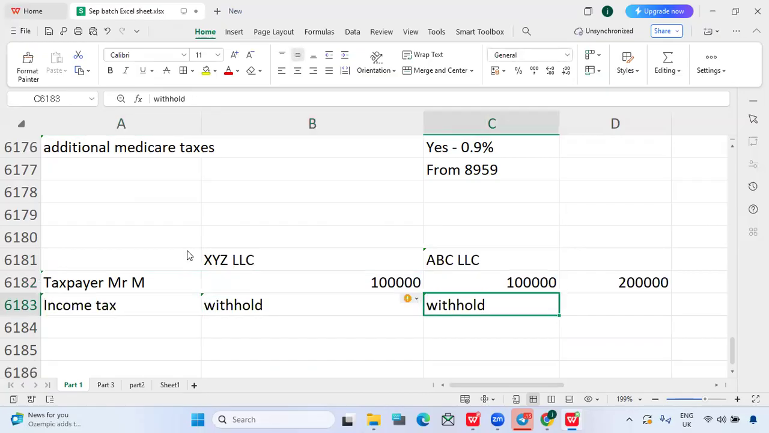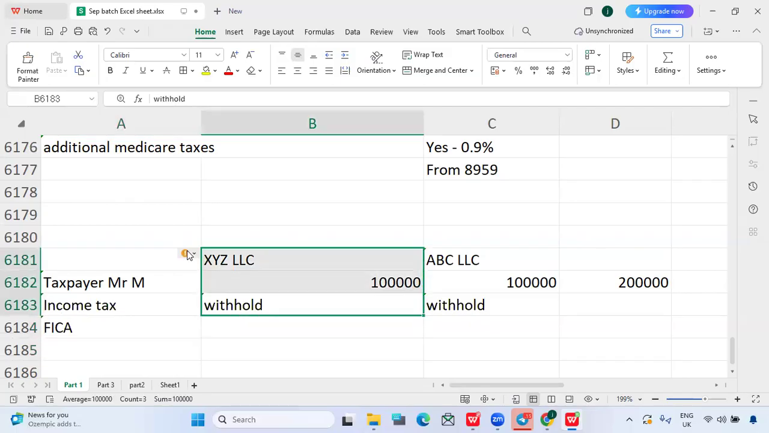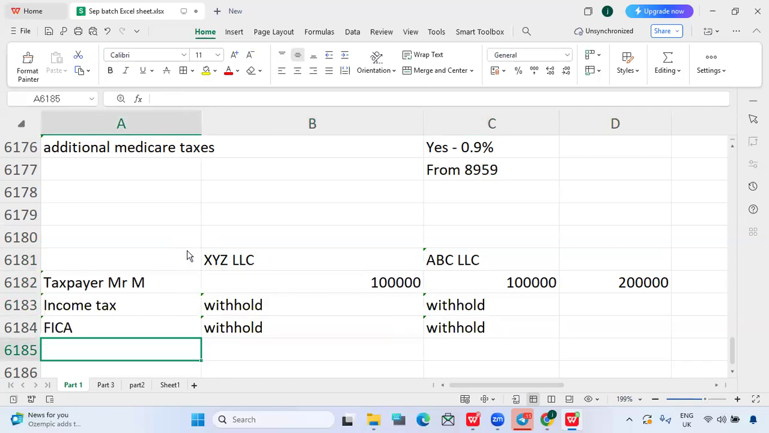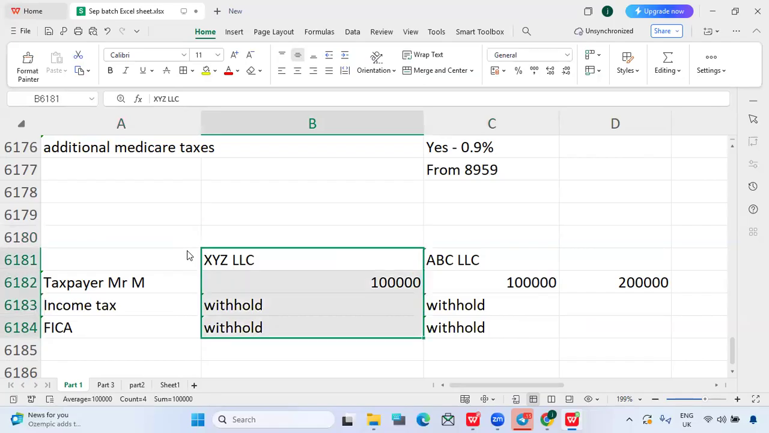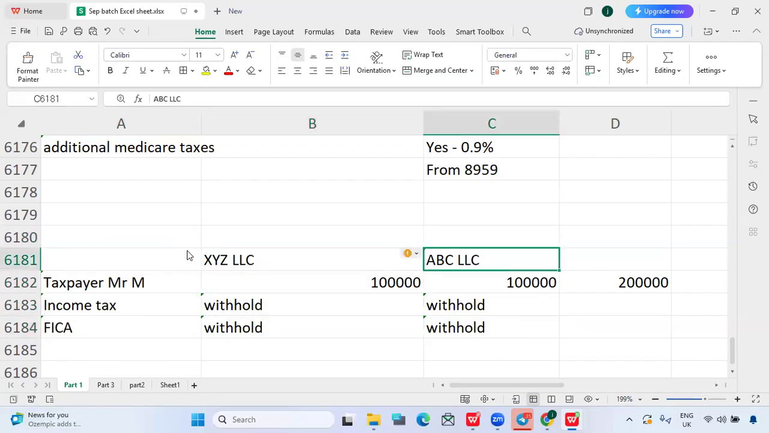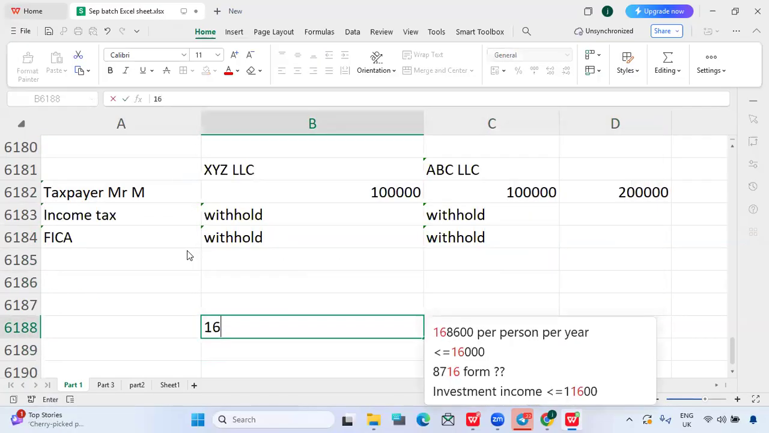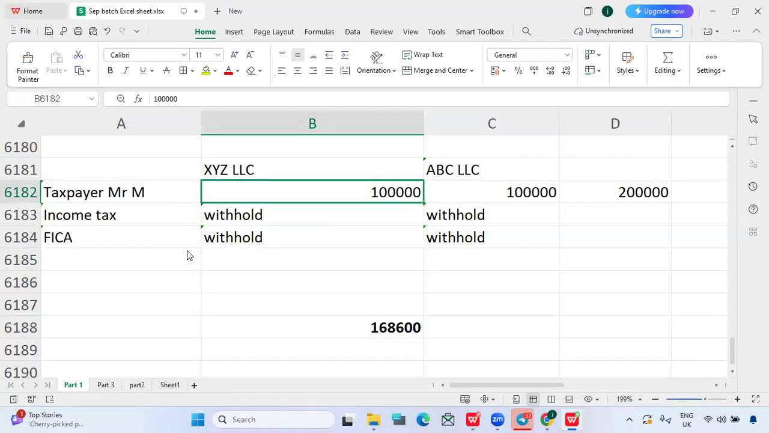What about FICA taxes? It is also the responsibility of the employer to withhold FICA taxes. So yes, they will withhold FICA taxes. Now the problem is that FICA tax includes two components: one is Social Security and the other is Medicare. For Social Security, the per person per year limit is 168,600. Guys, getting this point? Say yes or no. Yes.